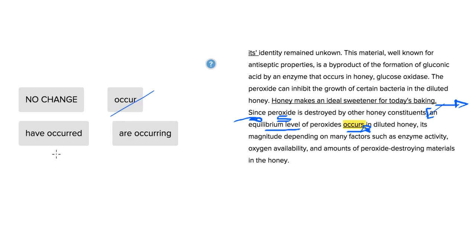Have occurred. So this would mean that what's happening has happened in the past. That doesn't make sense because we're talking about today's baking. So that can't be correct.